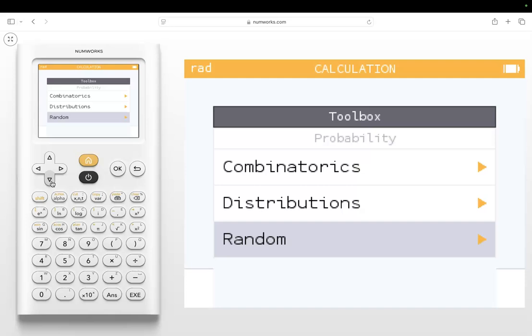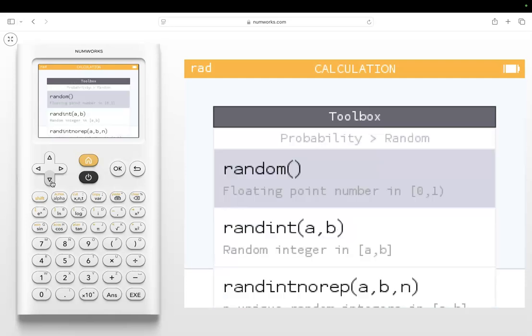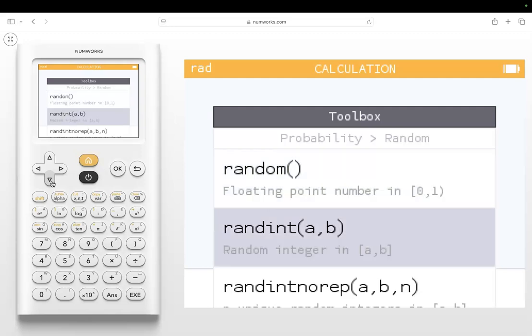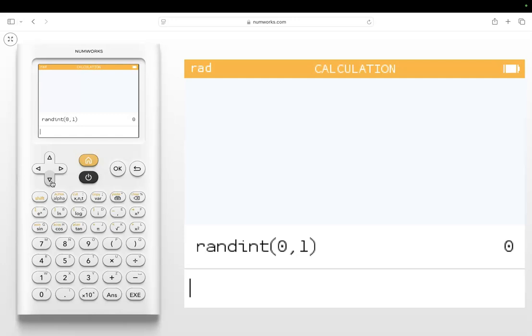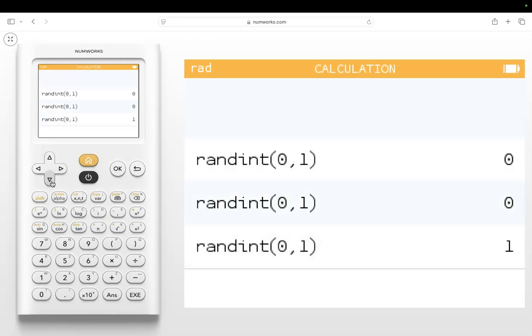You'll have the same idea when you look at the probability, you'll have these options pop up. I am going to do random integer. It says random integer in A to B, so I'm going to choose 0, 1. Once I do that, it's going to generate a random number. If I hit enter, it's going to either pick 0 or pick 1. In this case, it picked 0. So that means my first flip, 0 was a heads, so my first random flip is a heads. I do it again, it's a heads again. I do it again, now it's tails.